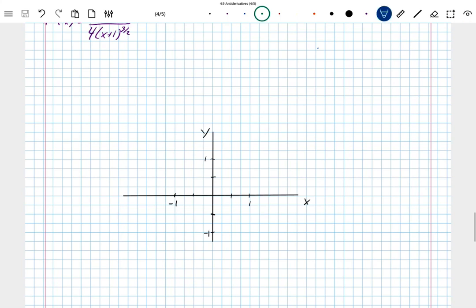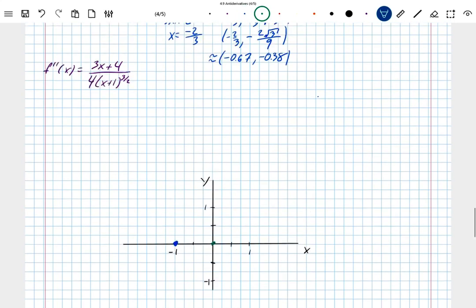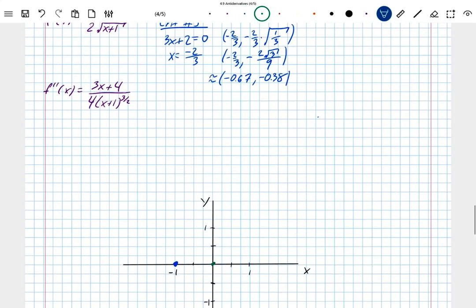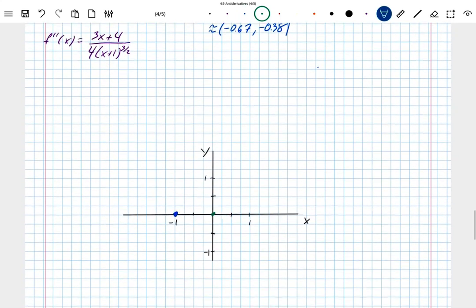Okay, putting in those intercepts, I had an intercept at 0, 0. I had an intercept at negative 1, 0. In fact, that's an end point. Maybe I'll go ahead and blue that in right now, nice and big, because that is where my graph ends. And then I had a critical value at about negative 0.67 and negative 0.38. So that would be, right about, I don't know, there. Seems about right.